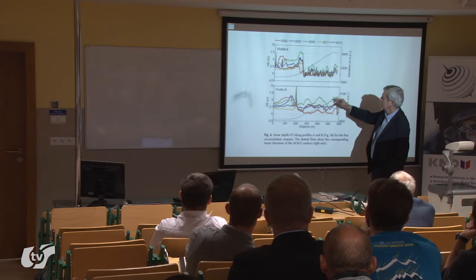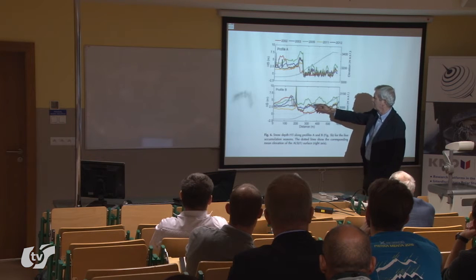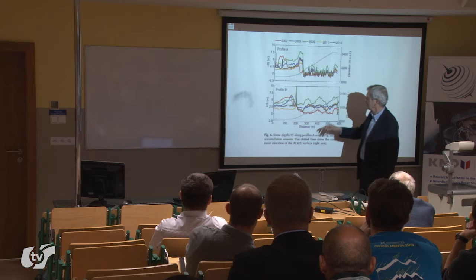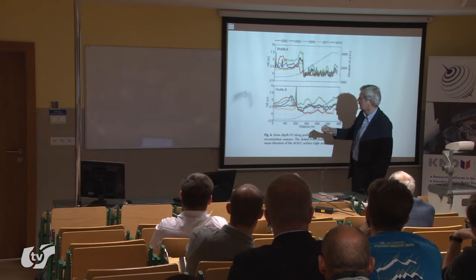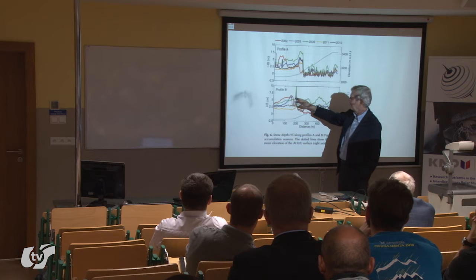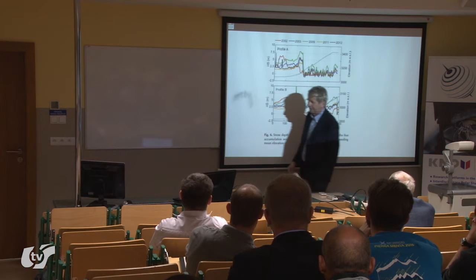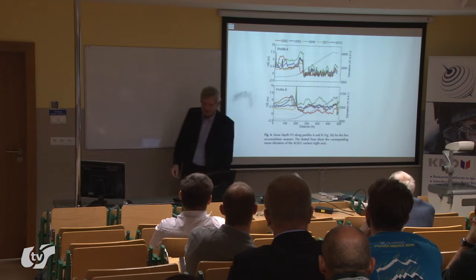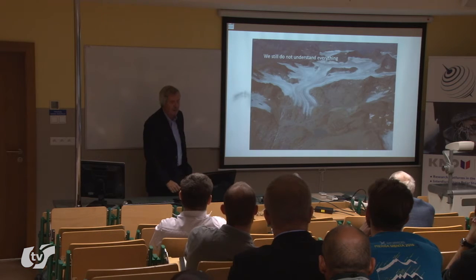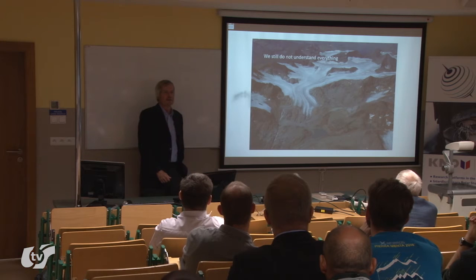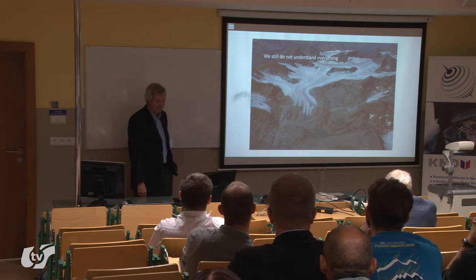Why in the second profile we have much larger undulations here and a very sharp peak of avalanche deposit followed by a smaller one is not easy to interpret, and I have to remind you that we still do not understand everything. Thank you.